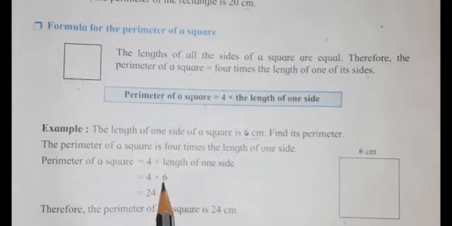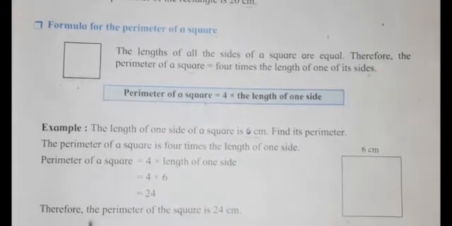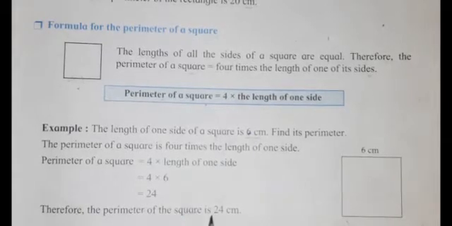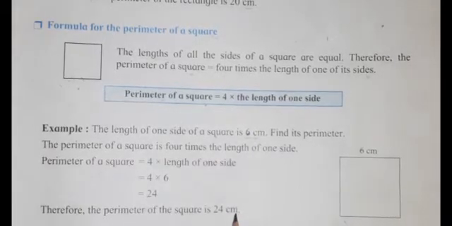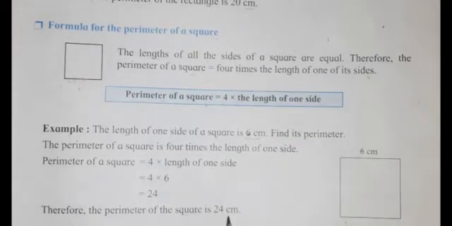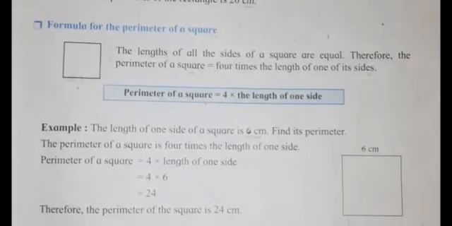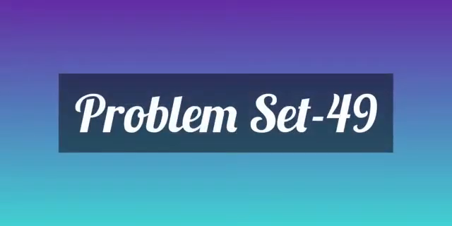So write here 6. 4 6s are 24. Now the answer, therefore the perimeter of the square is 24 centimeter, because length is in centimeter. So in the answer we also write the 24 centimeter. Now we will solve the questions of problem set 49.